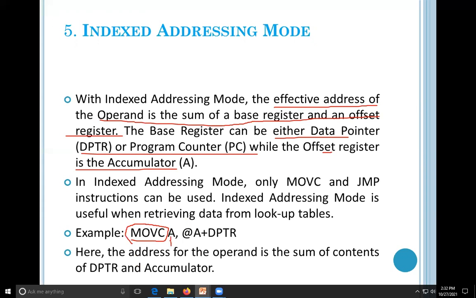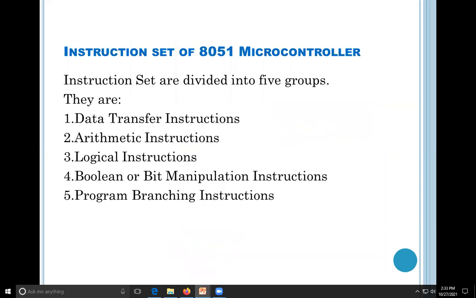A is the accumulator, but the accumulator contains only 8 bits. A is the accumulator, then plus DPTR. DPTR is a 16-bit register, just like the program counter. The accumulator contains a value and DPTR has a value. You have to add these two values, and the result is a location, and at that location the value is present.